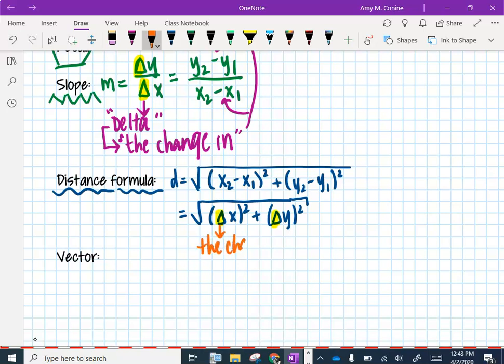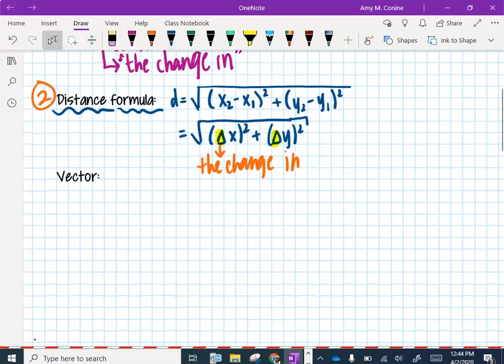So we just need to be familiar with that terminology because we're going to say that a lot and use that a lot. We're not going to go back to the y2 minus y1, x2 minus x1, that kind of stuff. We're just going to refer to it as the change in. So, reviewing slope and reviewing the distance formula, make sure you have that information because now we're going to move to our vector. And we're going to talk about what a vector is.